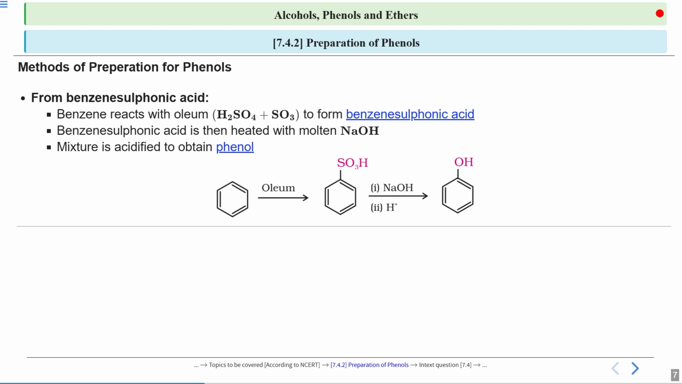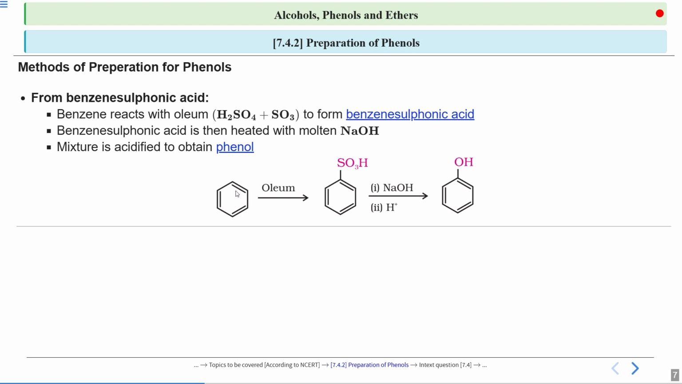So look at this process. I said first we are going to take benzene. So this is a benzene ring. Then we will treat this with oleum, or fuming H2SO4. When we treat it with oleum, we get a sulfonic group over here. Now see this reaction: from benzene, when we treat it with oleum, we get benzene sulfonic acid. This is benzene sulfonic acid.